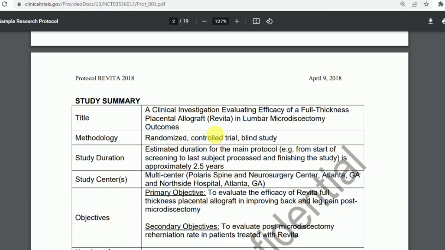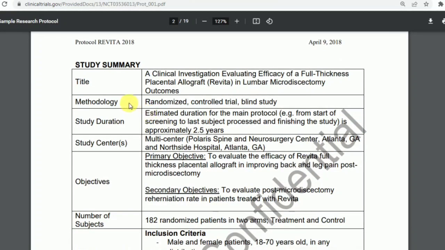The first is the title: a clinical investigation evaluating efficacy of a full thickness placental allograft in lumbar microdiscectomy outcome. Methodology: the methodology of this clinical trial is a randomized, controlled trial and blinded study. So we will discuss what a blinded and unblinded study is.